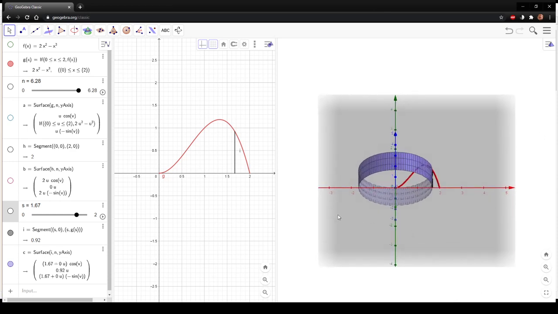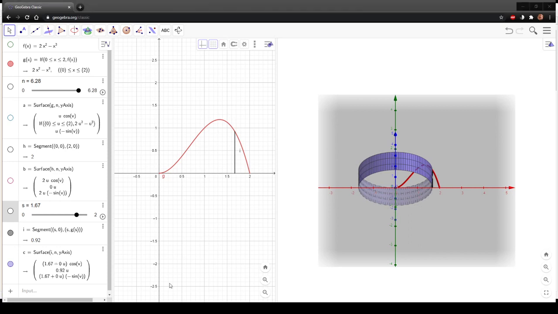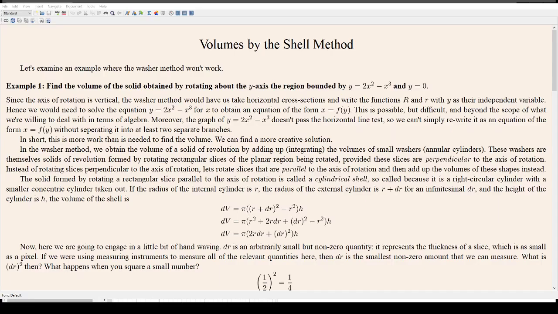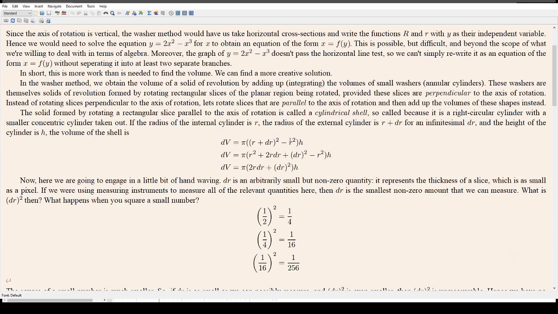And indeed, that is the basis of the shell method, in contrast to the washer method, where we're adding up the volumes of little washers. In the shell method, we're adding up the volumes of little shells. So, what is the volume of a cylindrical shell? Well, as I said, it is a cylinder with another cylinder cut out from the inside. So it's the volume of a big cylinder minus the volume of a smaller cylinder.